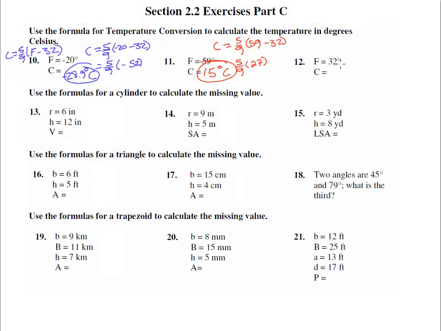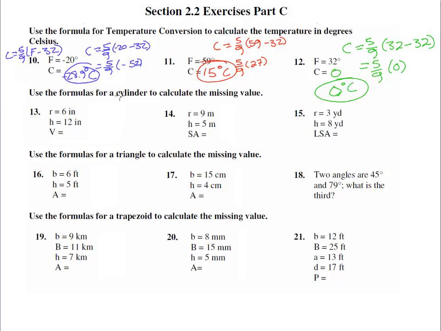The next one, number 12. Here we have F is 32 degrees. 32 degrees is freezing, so we know that that's going to come out to be 0, but let's watch it happen in the formula. C is 5/9 of 32 minus 32. 32 minus 32 is 0, so we get 5/9 of 0 times 0, and we do indeed get 0. So the answer would be 0 degrees Celsius. There we go. Good.